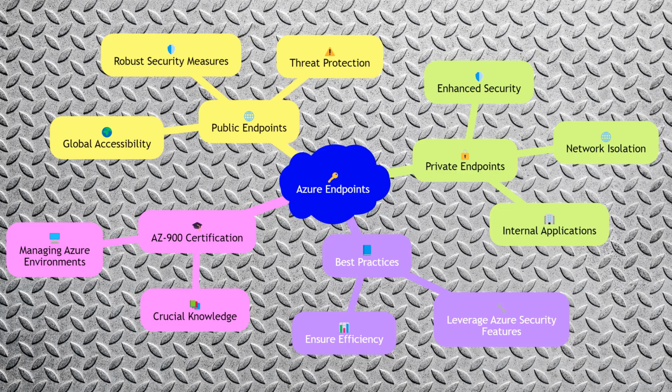Understanding the distinction between public and private endpoints is essential for managing Azure resources effectively. Public endpoints provide global accessibility but require robust security measures to protect against threats. Private endpoints offer enhanced security through network isolation, making them ideal for internal applications and services. By following best practices and leveraging Azure's security features, you can ensure that your endpoints are both secure and efficient. This knowledge is crucial for the AZ900 certification and for managing Azure environments effectively.